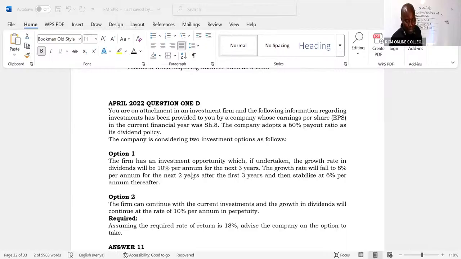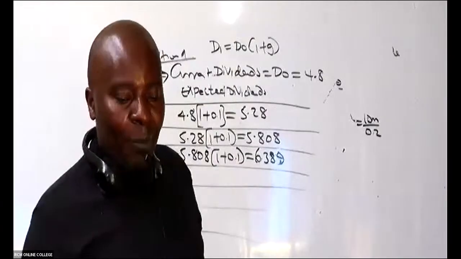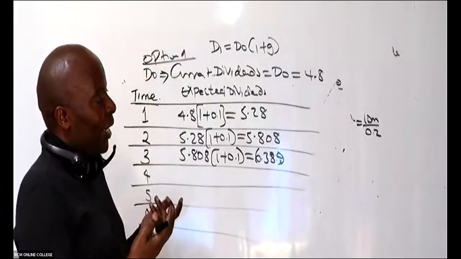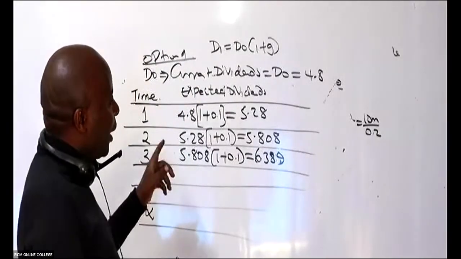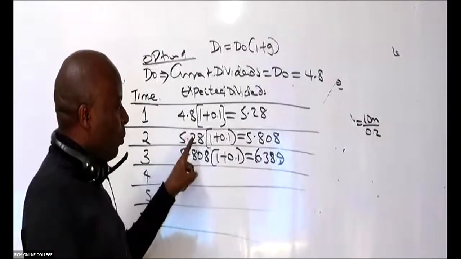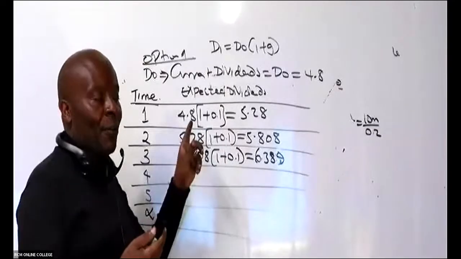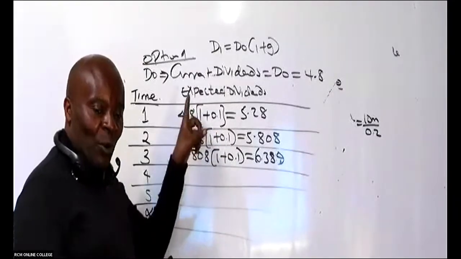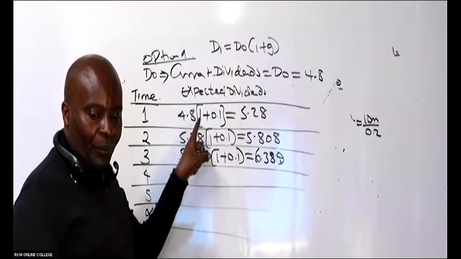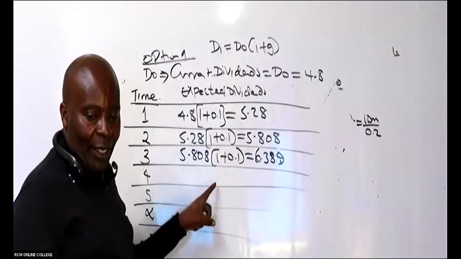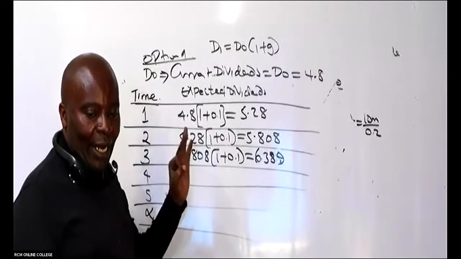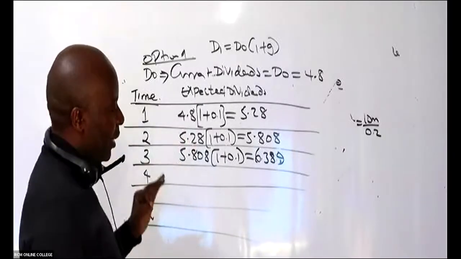After that, for the next 2 years, they're telling us the growth rate will fall to 8% per annum. Now, please listen. I'm aware, I know you can say 4.8 times 1.1 squared. You get the same answer, but I prefer going the longer way. 6.389, great. Thank you so much.